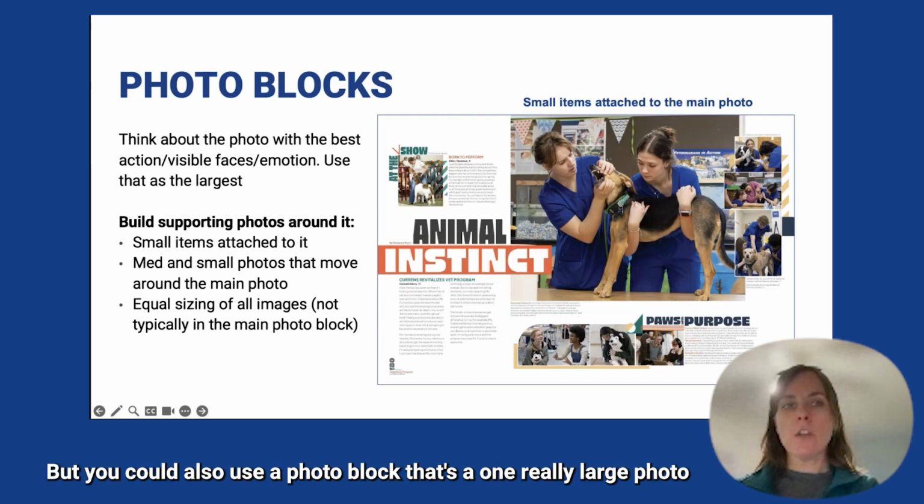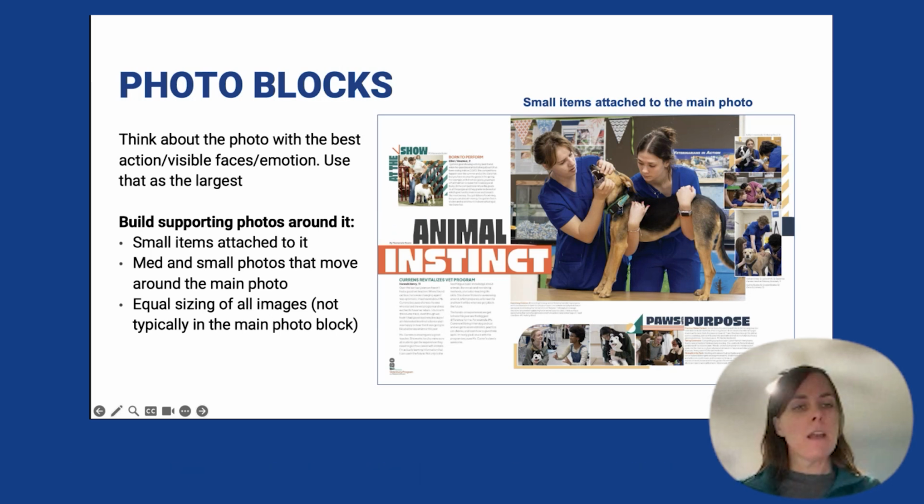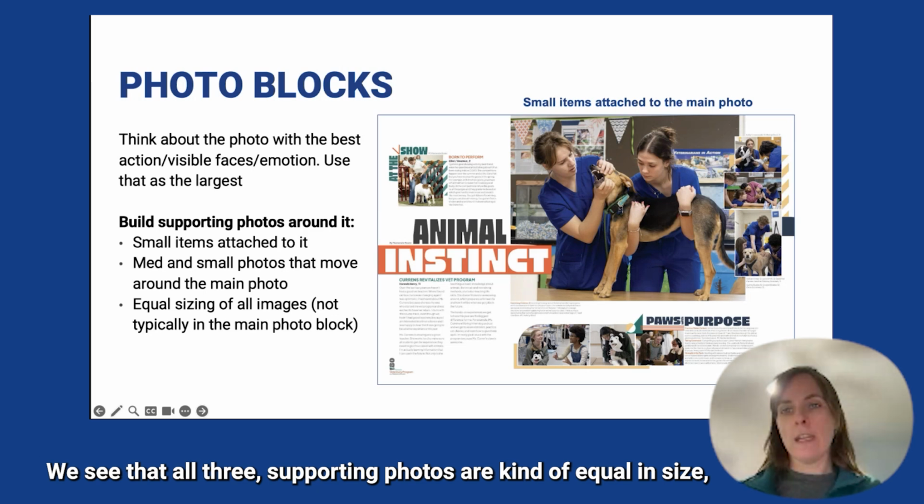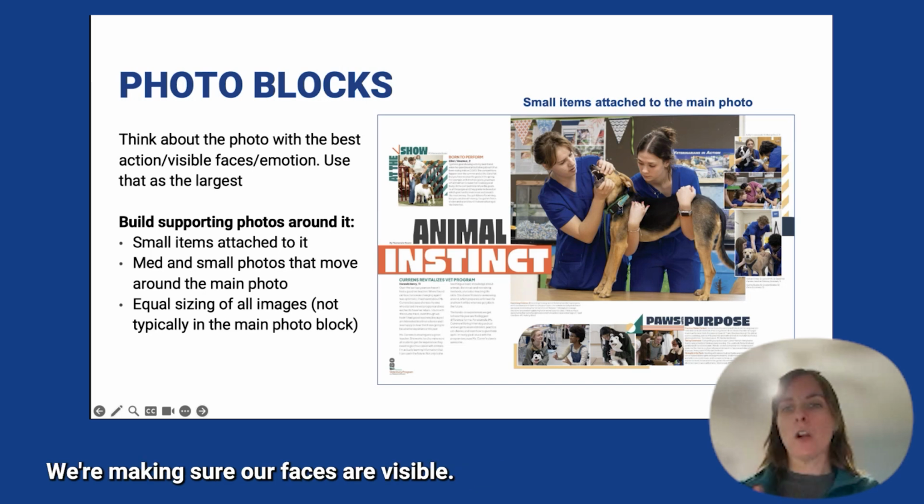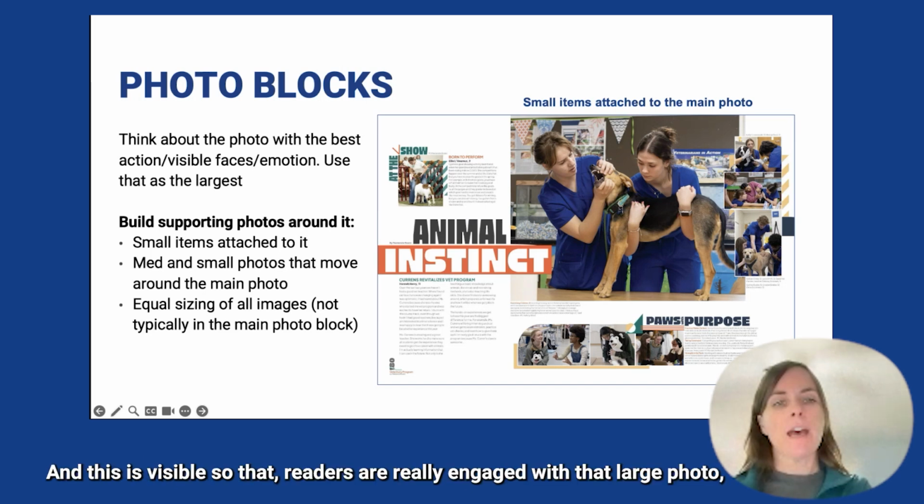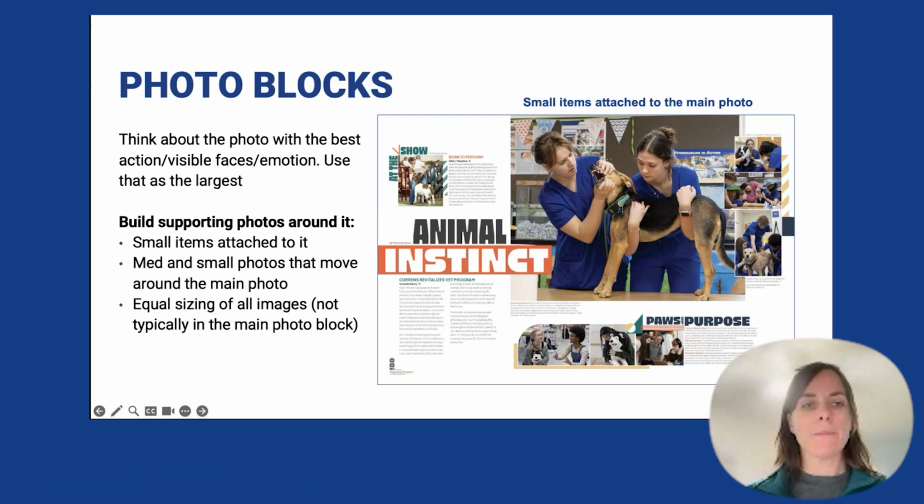But you could also use a photo block that's one really large photo with some small photos next to it, which is what you see here. On the right side, we see that all three supporting photos are equal in size, and they are supporting the main action photo. We're making sure our faces are visible, our emotion is visible, so that readers are really engaged with that large photo, and the small photos are just supporting it.